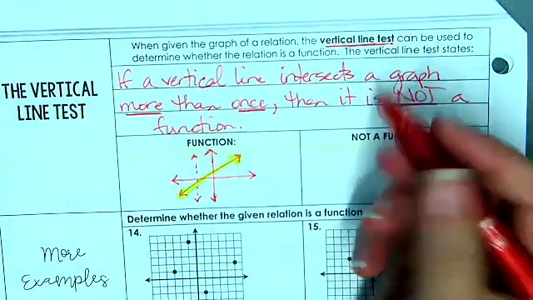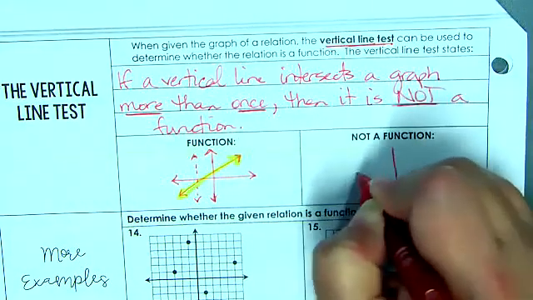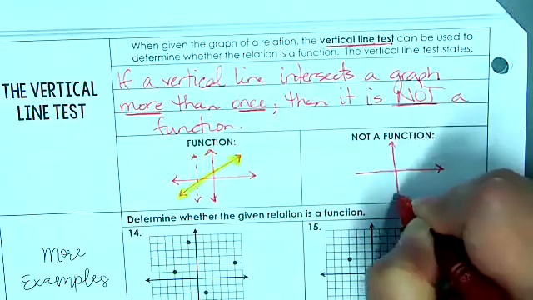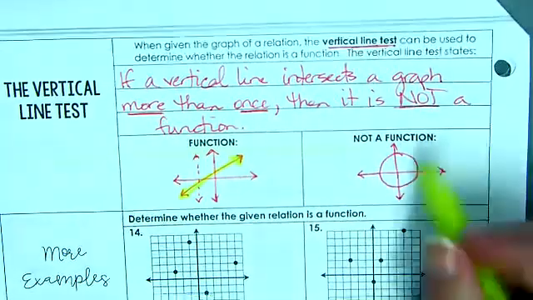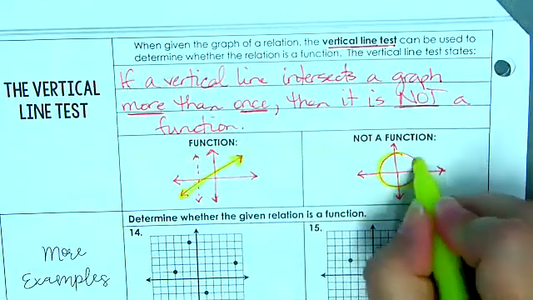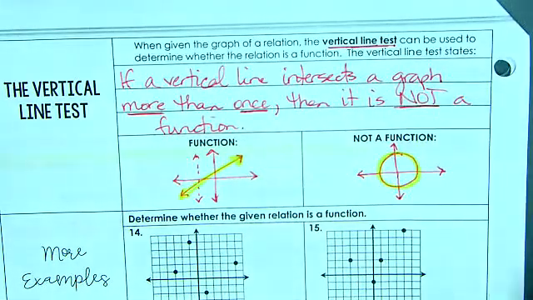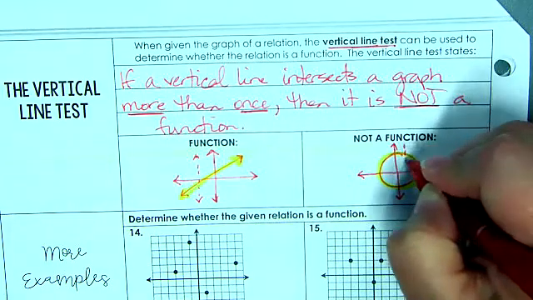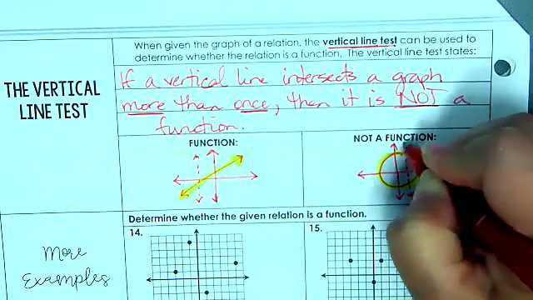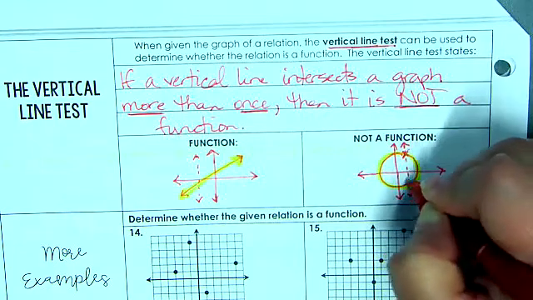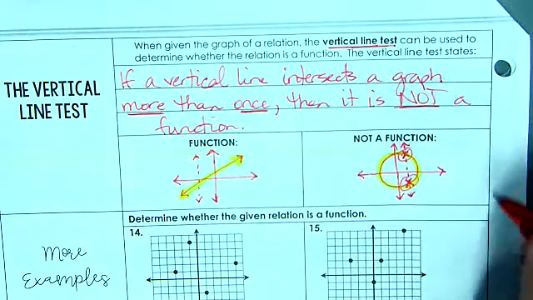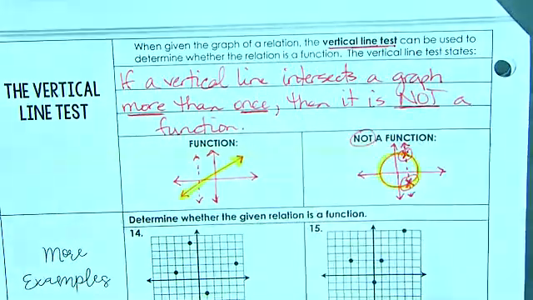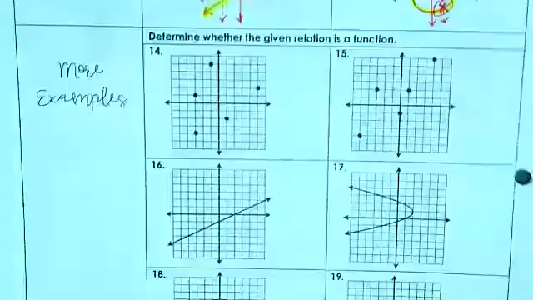Okay, now, second graph. So here's my graph. And now we're going to test the vertical line test. If I draw a vertical line through it, I will notice that it crosses here and it also crosses here. It's crossing twice. Since it is crossing twice, it is not a function. All right, the easiest way is to take a pen or a pencil and just go through the graph.